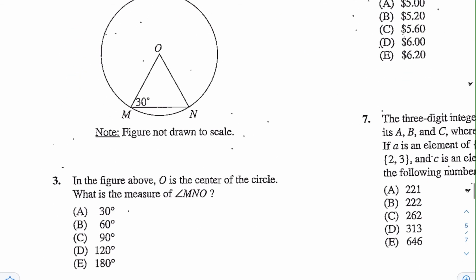All right, next for number 3, in the figure above, O is the center of the circle. What's the measure of angle MNO? Well, something about triangle MNO is that it's actually isosceles, right? And that's because those two sides are equal. They're both the radii, which means that the opposite angles are going to be equal as well. So angle MNO has to be 30 degrees, choice A.